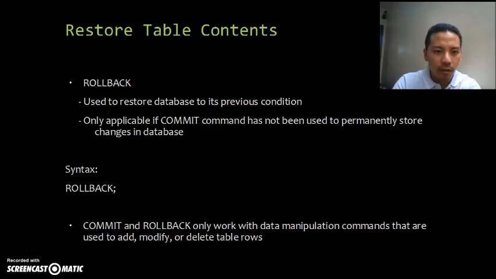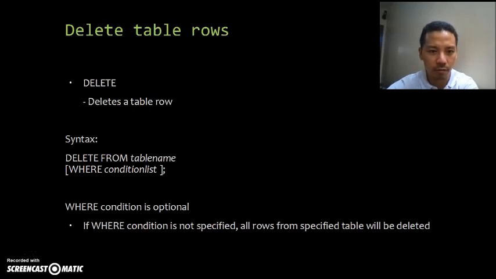To restore table contents, rollback is used. This is used to restore the database to its previous condition, only applicable if the commit command has not been used to permanently store changes in the database. Syntax is simply the rollback command. Commit and rollback only work with data manipulation commands that are used to add, modify, or delete table rows.